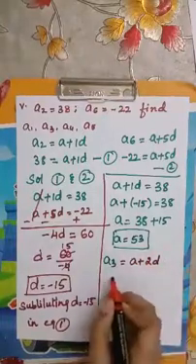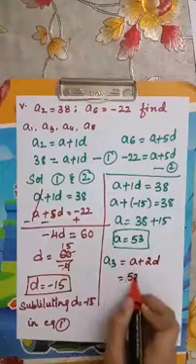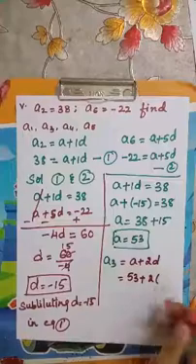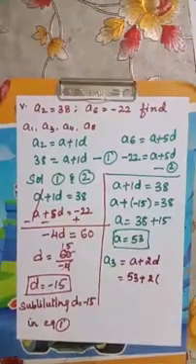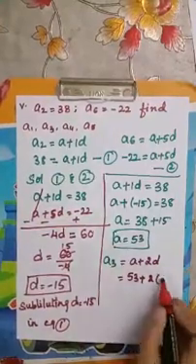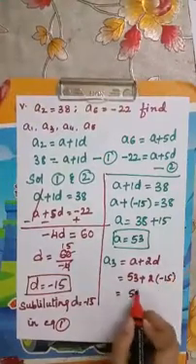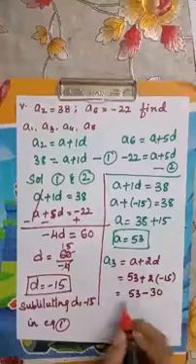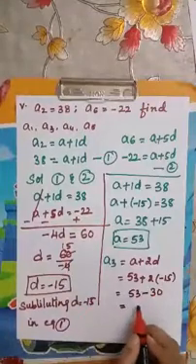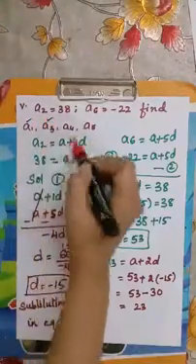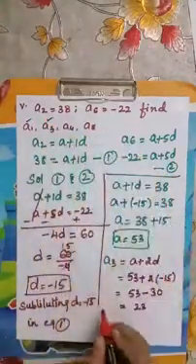That is 53 plus 2 into D value we got as minus 15. So 53 minus 30. When you subtract this, you will get the answer as 23. A1 आ गया हमको, A3 आ गया, A4.